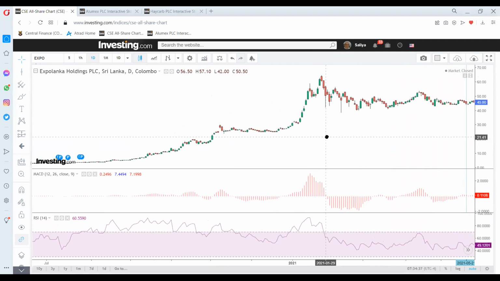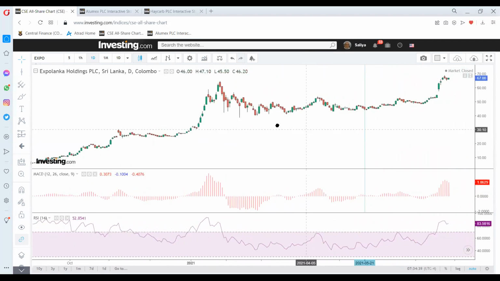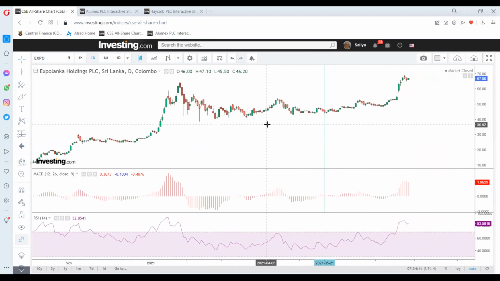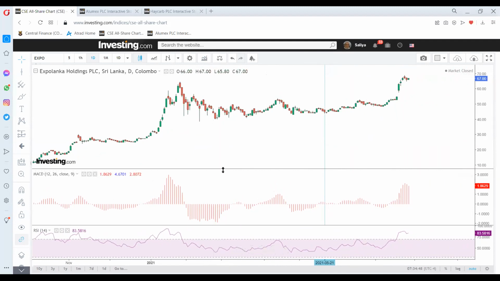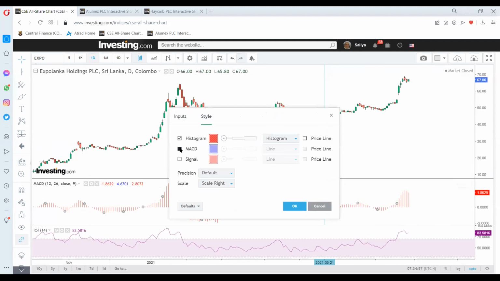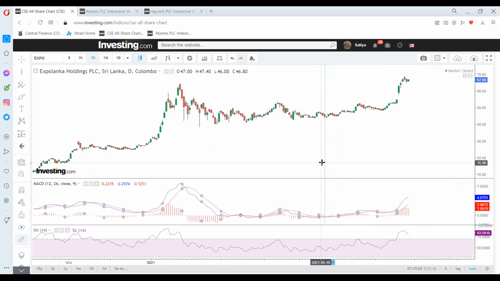Okay. Now we don't see a bullish divergence in the RSI itself. So as a result of that, first of all, we need to look at the MACD by using the signal line and the MACD center line crossover and understand what is going on in the stock of Expo Lanka, right?